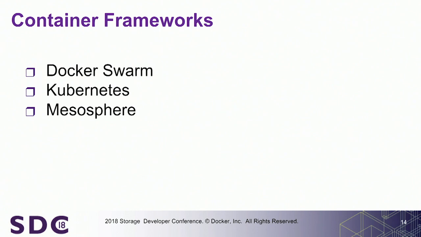So the three major container frameworks in the market right now are Docker Swarm, Kubernetes, and Mesosphere. I put Docker Swarm first because I work for Docker, not because it's the most common. Kubernetes is by far the most common these days. It's an open standard that was developed by Google, passed to the community, and now almost every vendor in the container space has some sort of Kubernetes solution, including Docker. We ship Kubernetes with Docker Enterprise. And Mesosphere is the container orchestration framework maintained by the Apache Foundation.